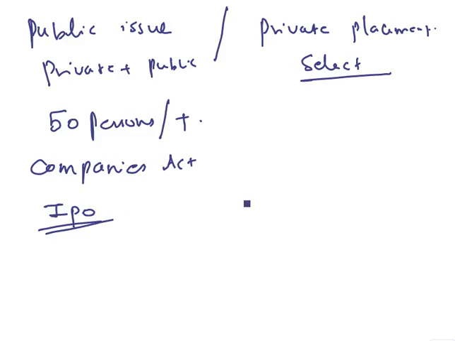Already I told you, an IPO is the selling of securities to the public in the primary market. It is when an unlisted company makes either a fresh issue or an offer for sale of its existing securities, or both, for the first time to the public.